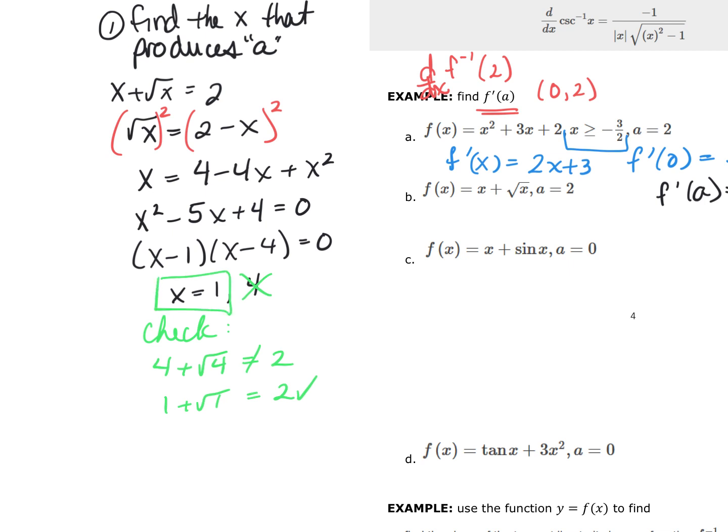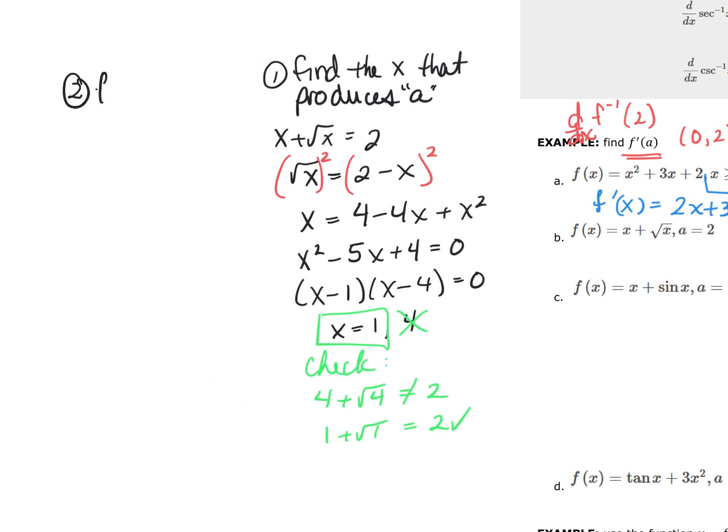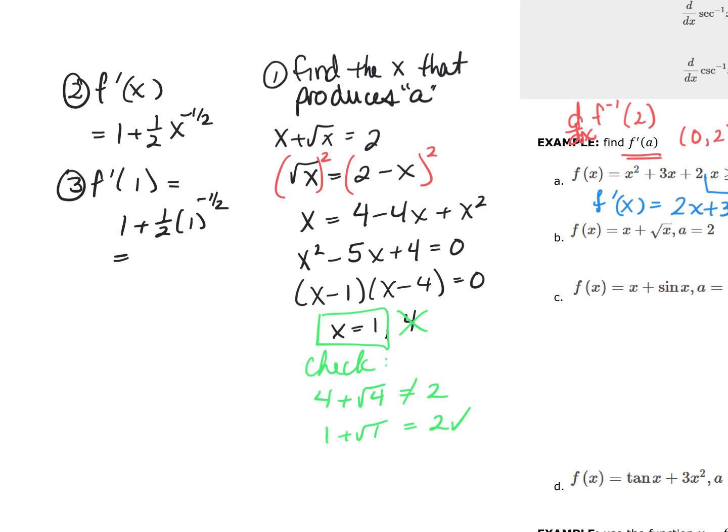So after I've found the x that produces the a, the next thing I'm going to do is find f prime of x. So my derivative of this is going to be equal to the derivative of x, which is 1, and then plus 1/2 x raised to the negative 1/2. The third thing I'm going to do is find f prime of that x value, which in this case happens to be 1. So I put that in and I have 1 plus 1/2 times 1 raised to the negative 1/2, and so I have 3/2. The fourth thing I'm going to do is actually find the derivative of my inverse function.